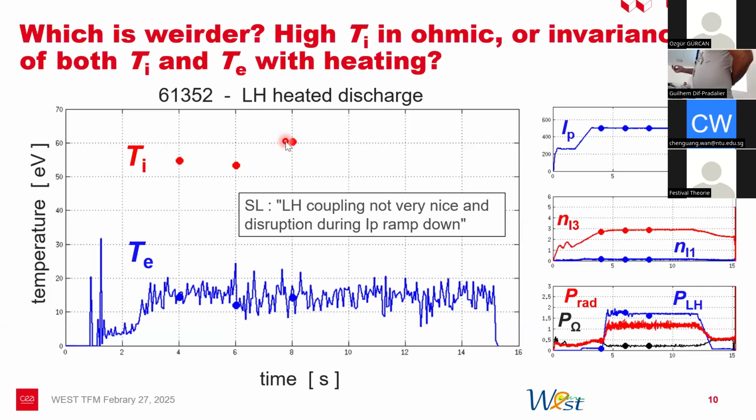So that's why we ask which is weirder. And the text here is the comment in the online session leader handbook. We always write a comment after each discharge, and this might be Patrick's style. I don't know who wrote it: LH coupling not very nice, and disruption during plasma current ramp down. You can see that they wanted more power actually than we asked for.